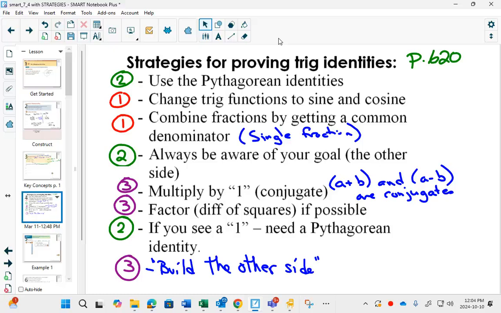And with this, on your proof sheet, you can go all the way up to 45. I think either 46 or 47, you don't have to worry about, but you can go all the way up to 45.